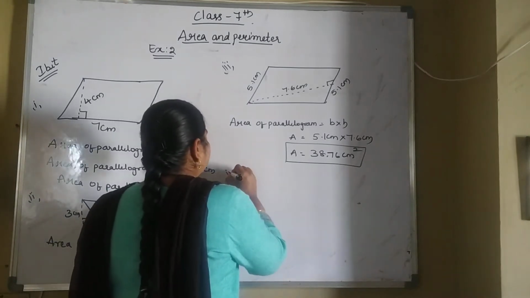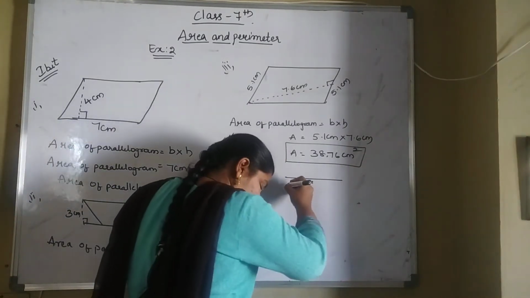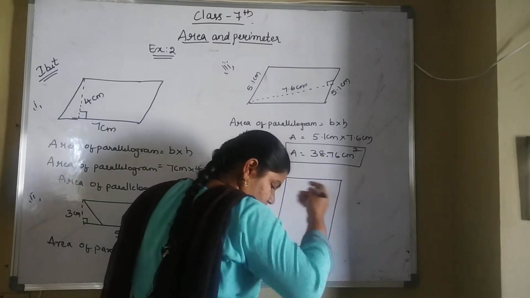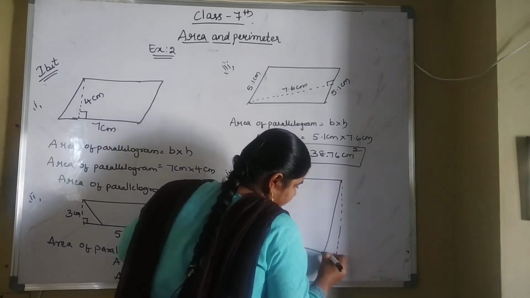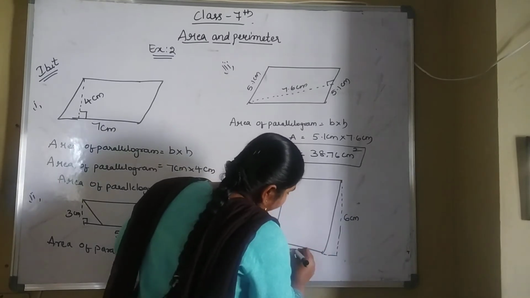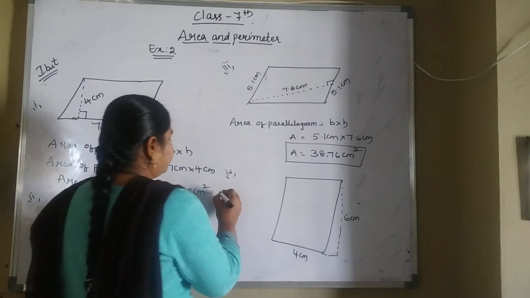So last one in this first bit. The figure is like this. This is a height. Here they have given 6 centimeters and here it is 4 centimeters. Again we have to find the area here.